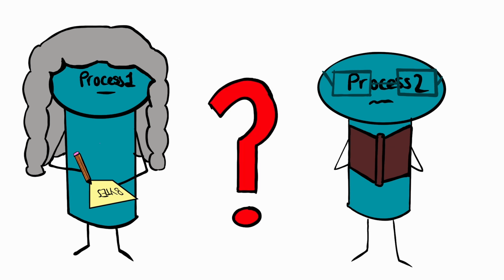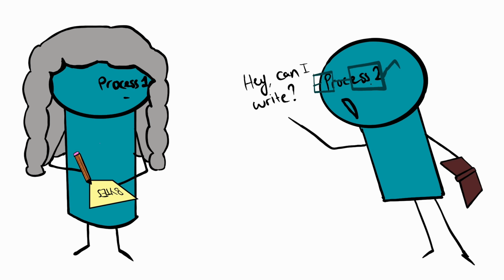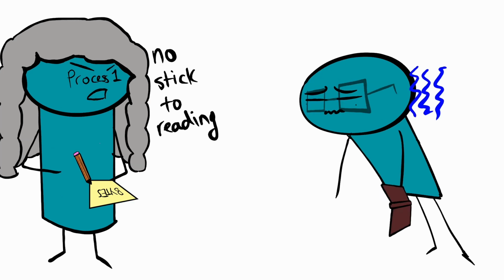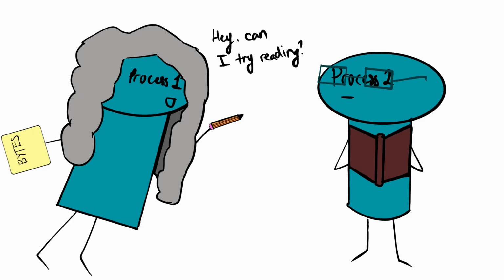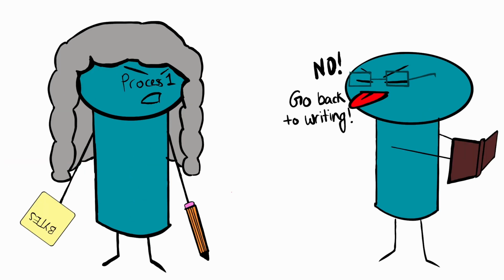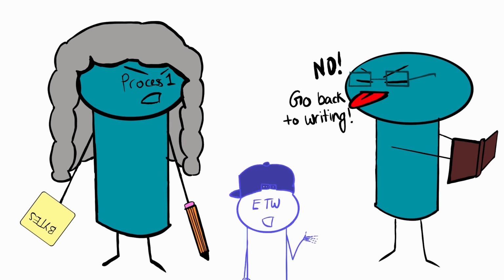What does that mean? If a process is supposed to read from a pipe, it shouldn't be writing to it. Just let the other process do the talking. If a process is supposed to write into a pipe, it shouldn't be reading from it. Just let the other process do the listening. This is to avoid any weird problems.